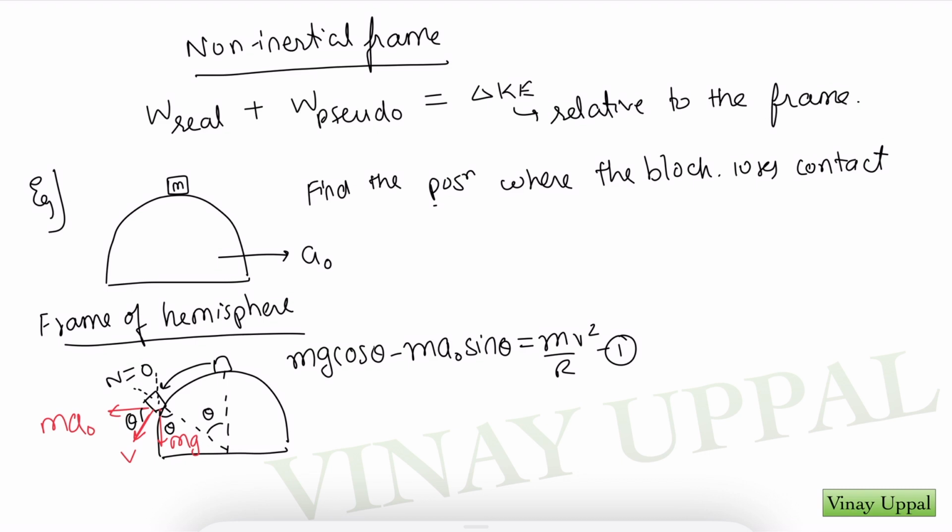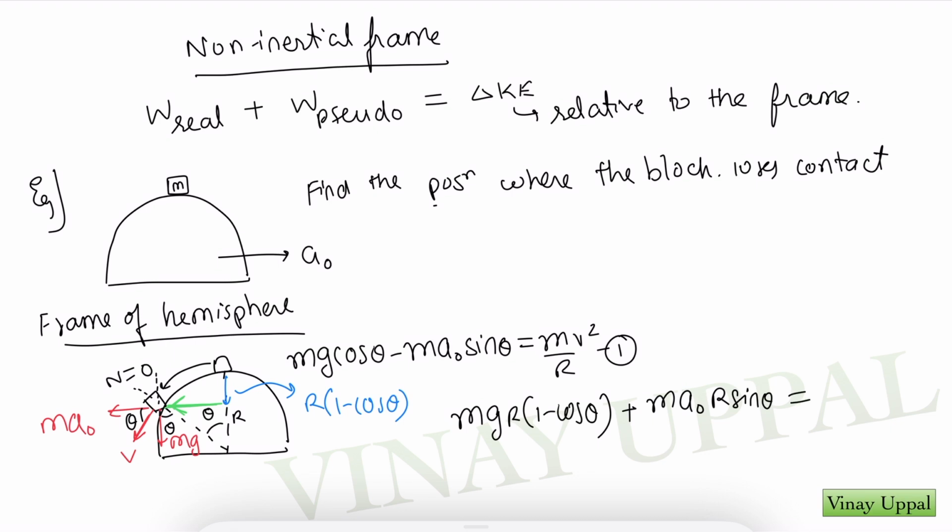So work done by gravity, the height ascended would be r into 1 minus cos theta. So work done by gravity would be mg into r into 1 minus cos theta. Now we have to also include the work done by the pseudo force. So the pseudo force is constantly in the horizontal direction to the left. So what is the displacement in the horizontal direction of the block? This green arrow, that is nothing but r sin theta. So can I say work done by pseudo force would be ma naught times r sin theta?